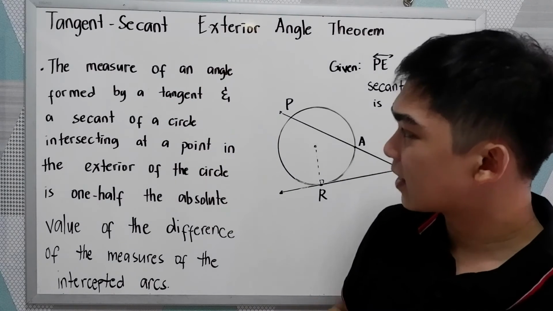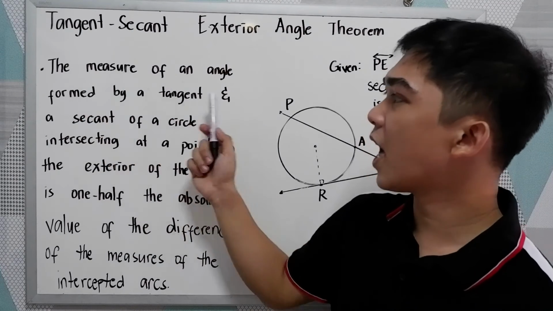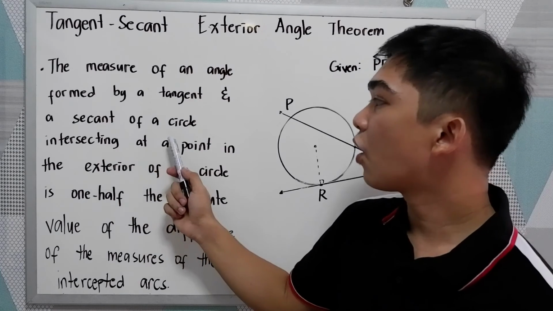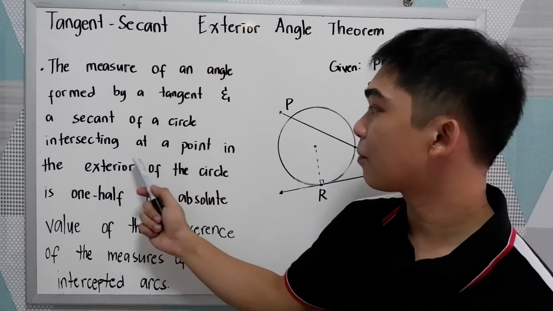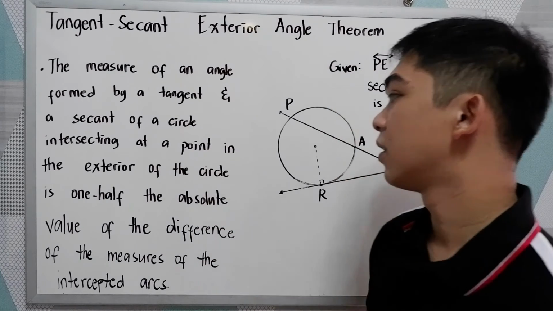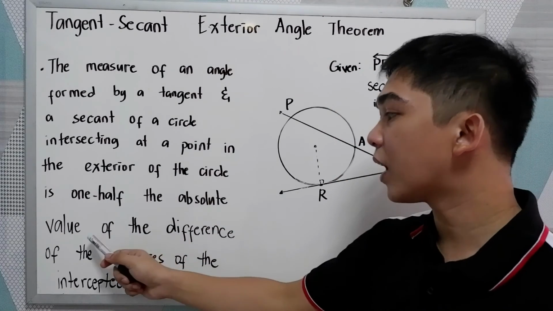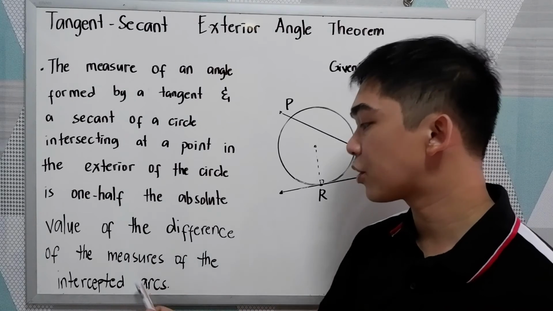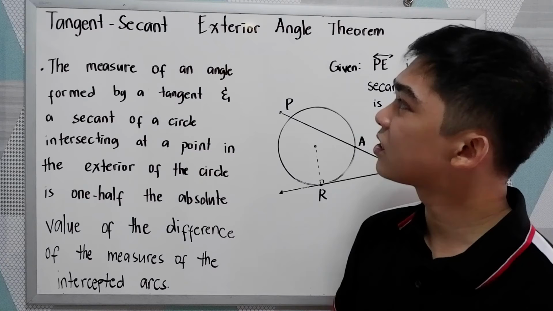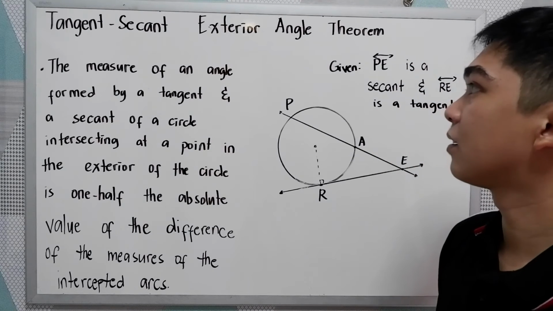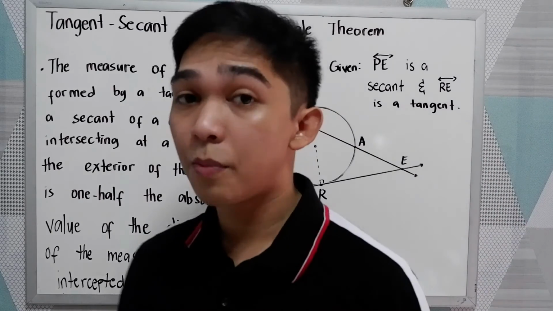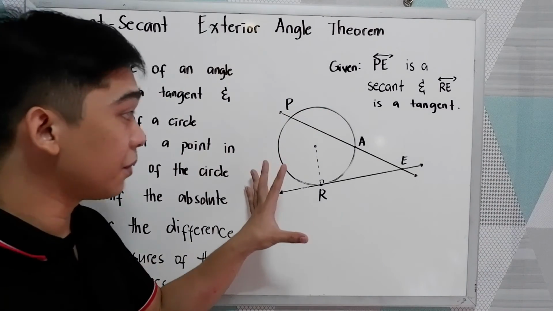The theorem stated that the measure of an angle formed by a tangent and a secant of a circle intersecting at a point in the exterior of the circle is 1/2 the absolute value of the difference of the measures of the intercepted arcs. So it's just like the two tangent exterior angle theorem. To better understand, let's have this illustration.